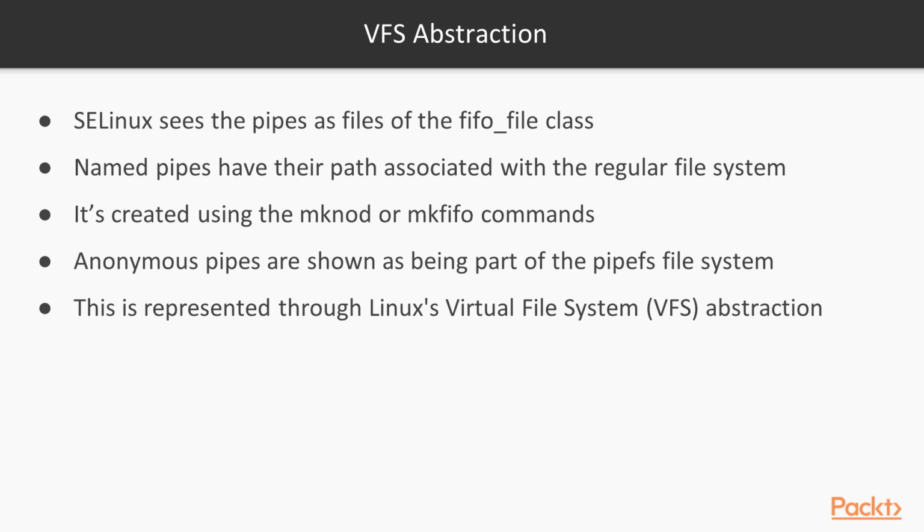Named pipes will have their path associated with the regular file system and are created using the mknod or mkfifo commands. Anonymous pipes, however, will be shown as being part of the pipefs file system. This is a pseudo file system, not accessible to users but still represented as a file system through the Linux Virtual File System, or VFS, abstraction.